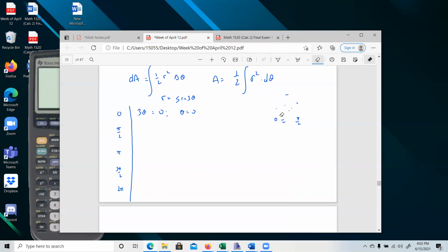Do this in a couple of different rows. Wish there was a better way to erase this stuff. Okay, so here.